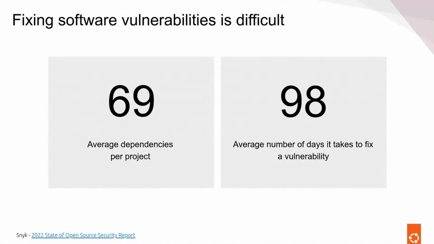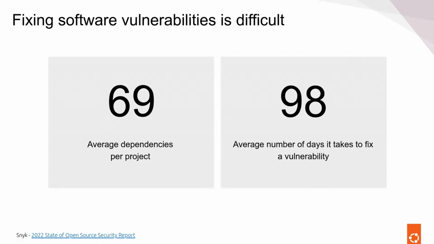To be fair to these people, it is not because they are necessarily lazy or because they want to intentionally expose their organizations or their platforms to vulnerabilities. It's just because realistically, fixing software vulnerabilities is difficult. The average open source project, for example, has around 69 dependencies. And this has made it so that on average, it takes around 100 days, precisely around 98 days, for an organization to fix a vulnerability.